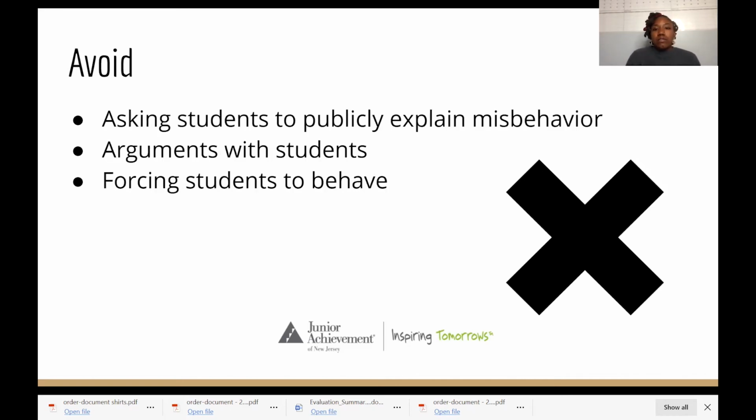We don't want to ask students to publicly explain misbehavior. So, like I said, you don't want to shine a light. You don't want to stop the entire classroom to yell at a student or ask a student why they aren't behaving. You don't want to argue with your students, and you don't want to force your students to behave. We set the guidelines for a reason. You set repercussions after that. And if they aren't following the guidelines, they already know the repercussions. And so you act on the repercussions, but you don't want to argue. You don't want to publicly put them on Front Street and explain their misbehavior. And you don't want to force anyone to do any actions that they don't want to do.